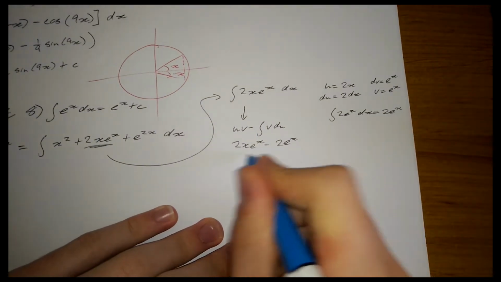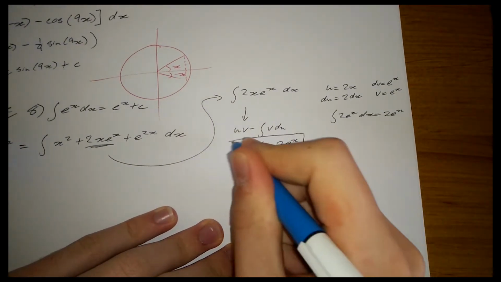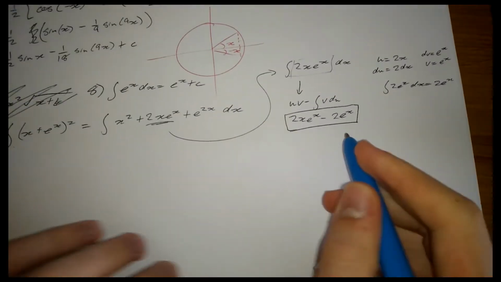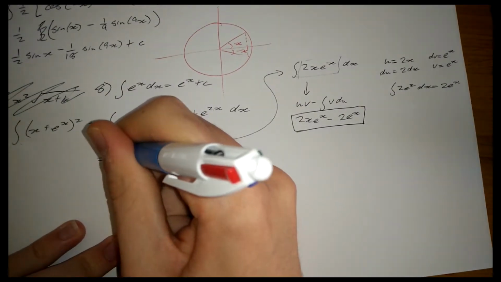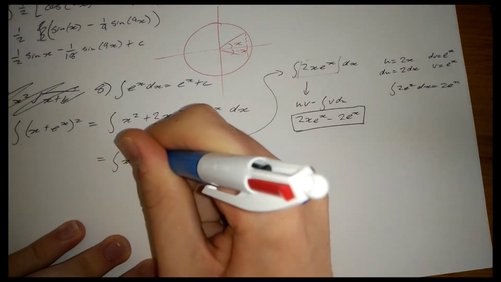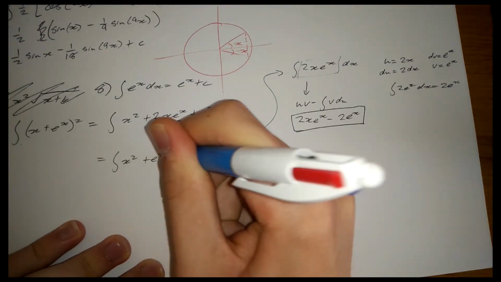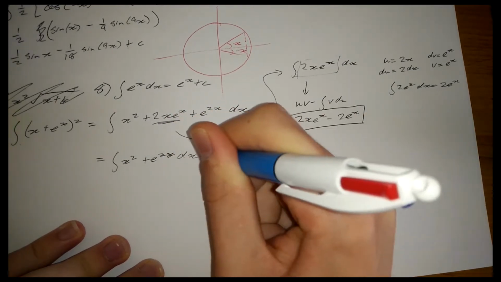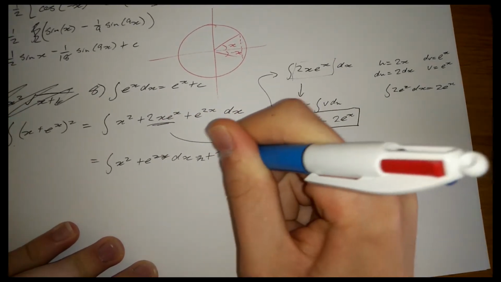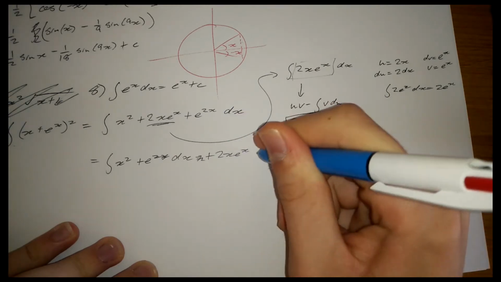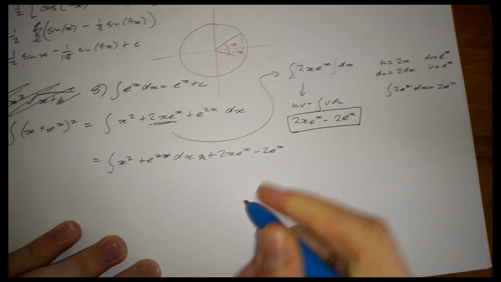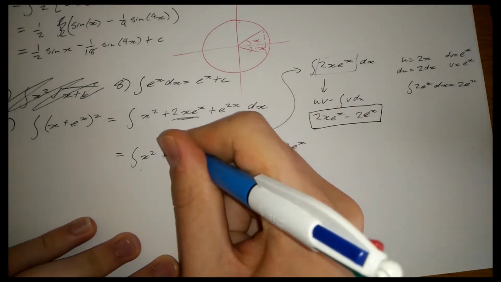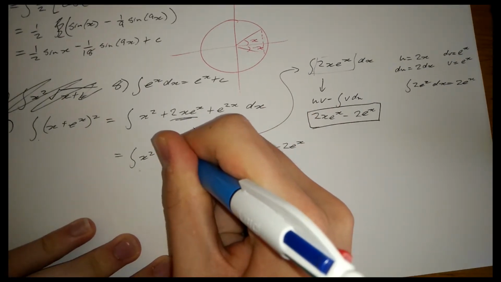Okay, so this is our integral for this one over here. So now we can just plug that in. So the integral of x squared plus e to the 2x plus 2x e to the x minus 2e to the x. So we still need to evaluate this integral over here, so it's a bit messy. That is a 2x.